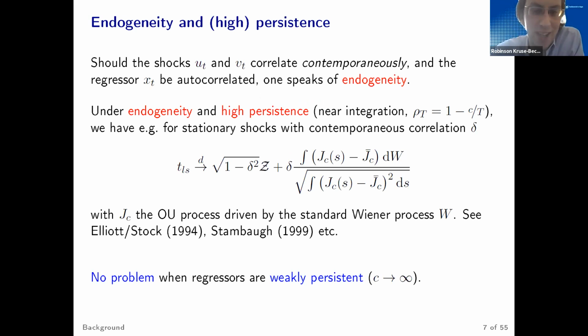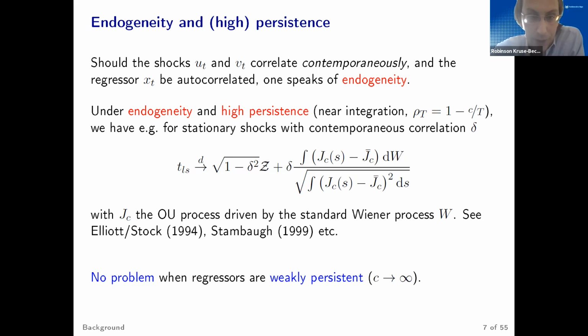But what happens first? We have 2 remarkable features. We have this endogeneity, and we also have very high persistence, which we can model, for instance, via near integration. So you have a local-to-unity autoregressive term.